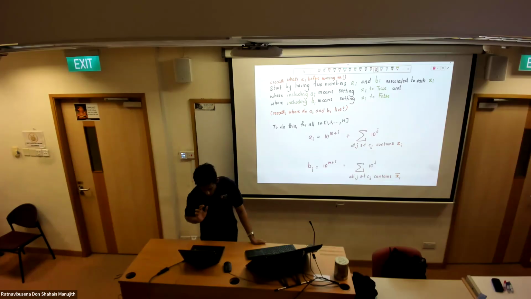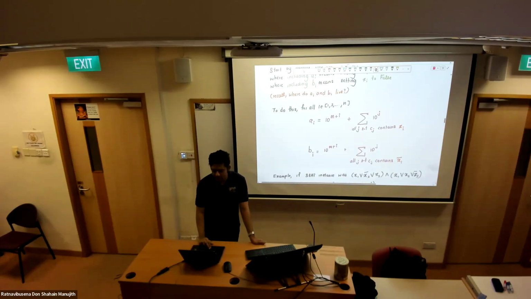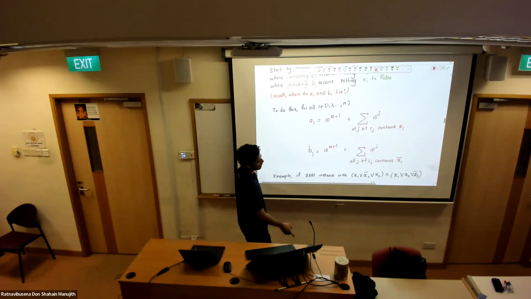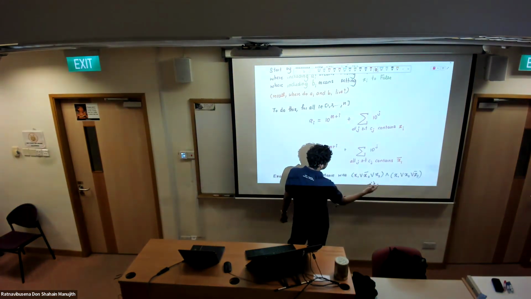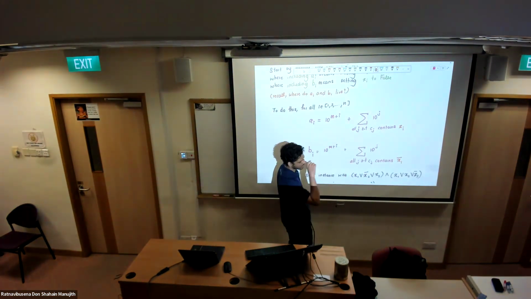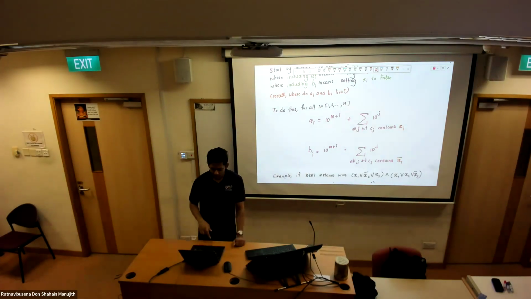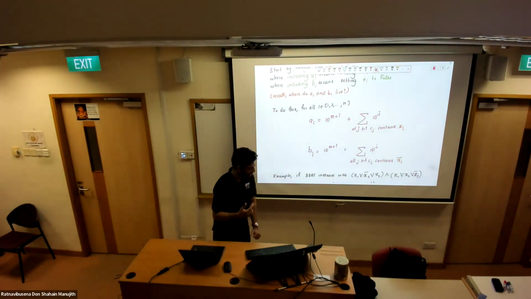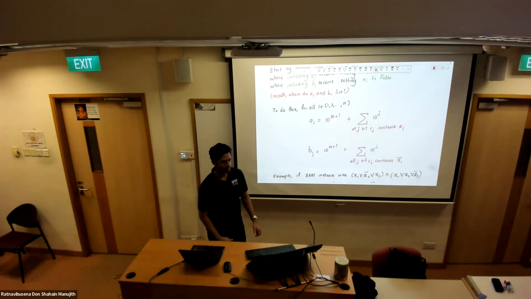Now let's look at an example to understand what these numbers are doing. Suppose I give you a 3-SAT instance like this: x1 or x2 bar or x3, and x1 or x2 or x3 bar. What are the variables present? That is x1, x2, and x3. For each of those variables, I need to define ai and bi.